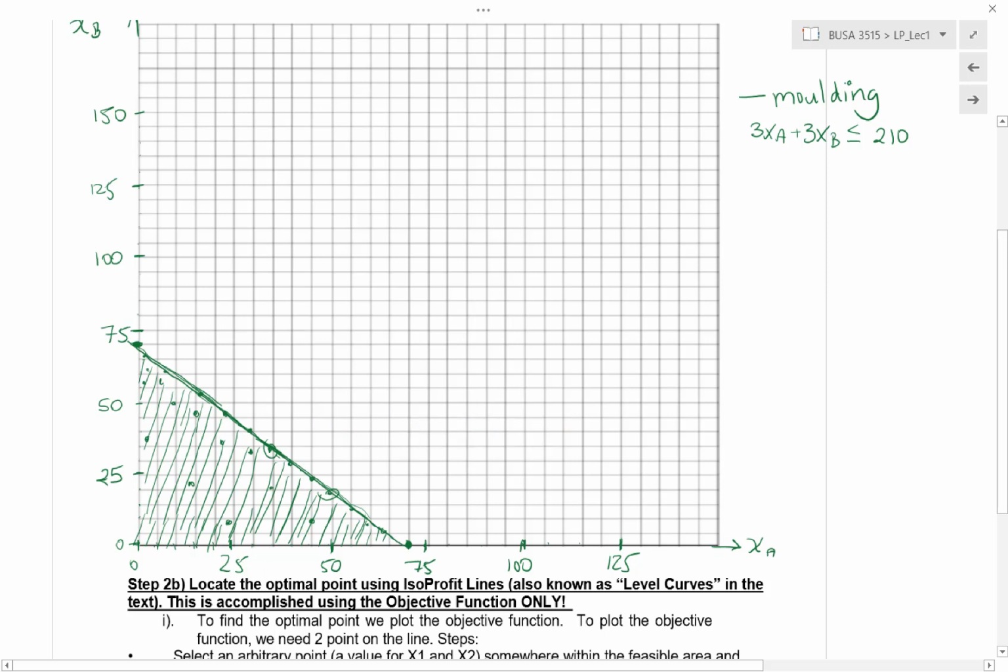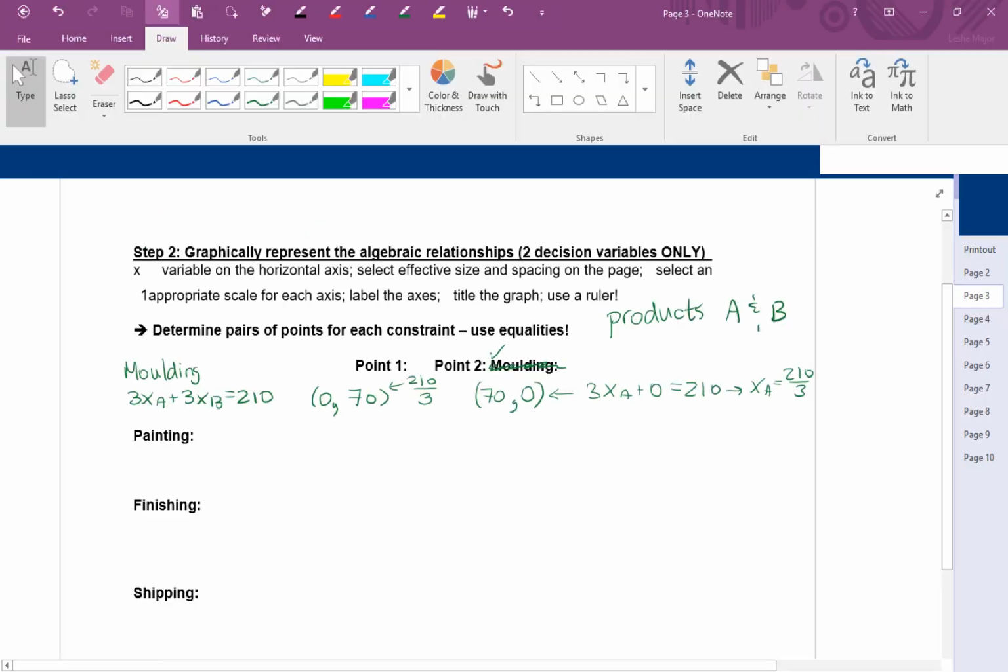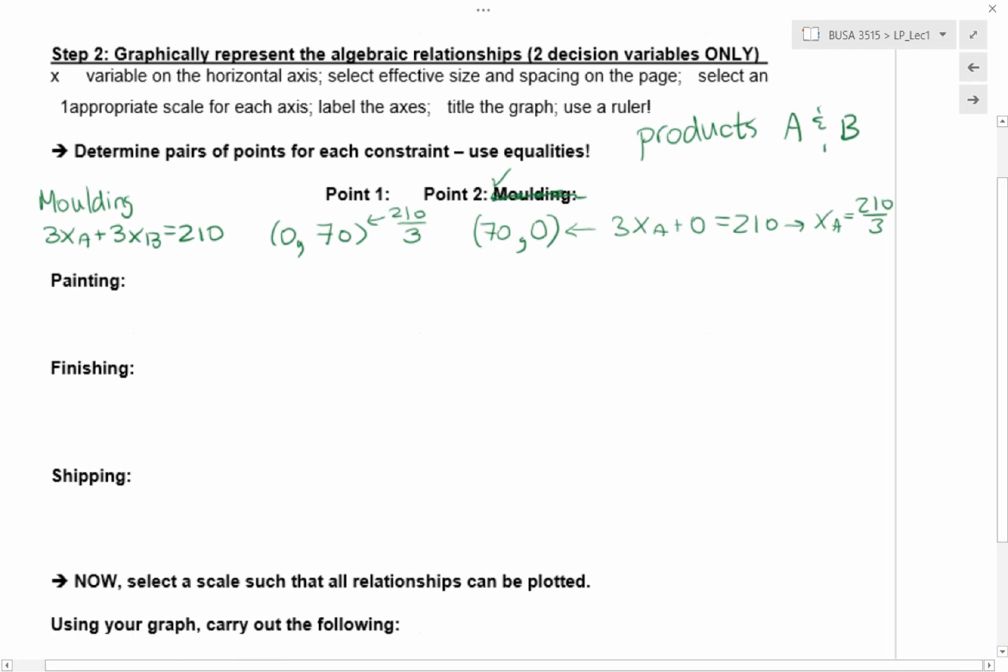Okay, so that is the area that's allowed for our molding constraint. Good. Just going to clean this up a tiny bit before we move on. Okay, now moving on to our next constraint, which is painting. Forgive me for scrolling around here. And we're just going to grab a different color here. Okay, so now let's talk about painting.